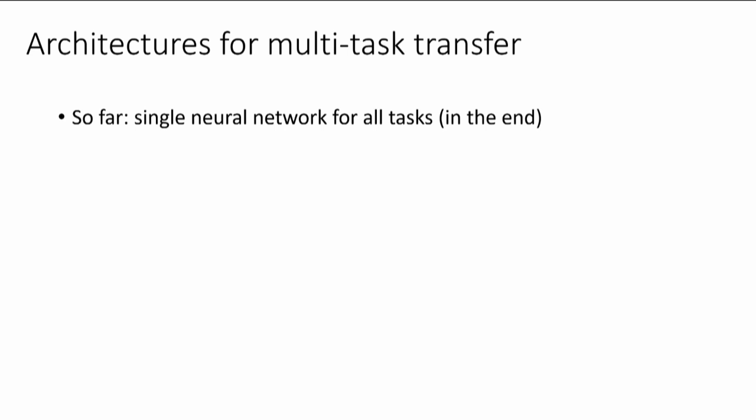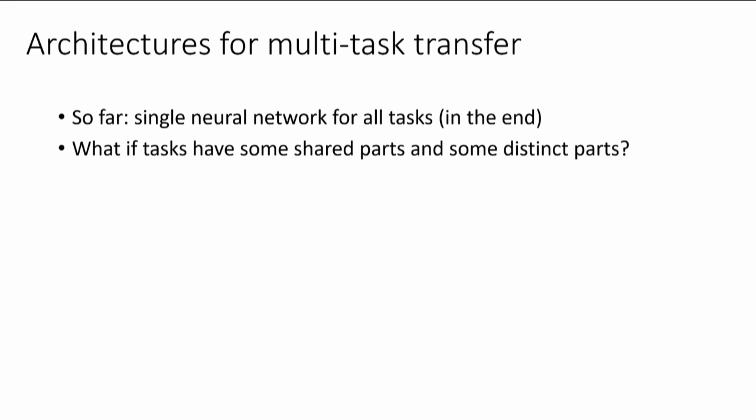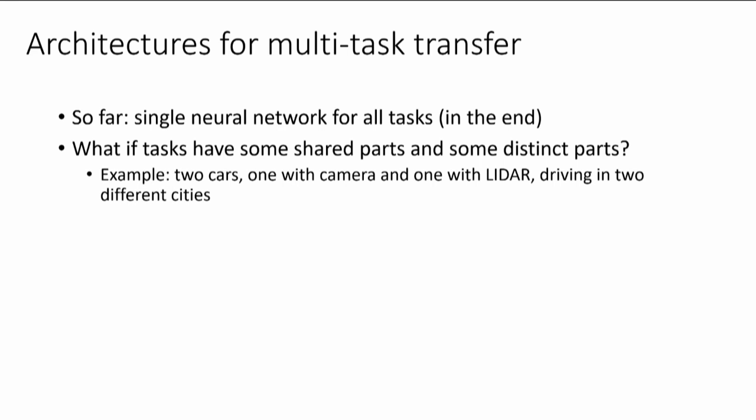So far, when we talked about multitask learning, we saw that at the end, we always end up with one network that can basically do everything. But what if some of the tasks in our multitask task distribution have parts that are shared and other parts that are distinct? For example, maybe your different tasks correspond to two different cars, one of which needs to drive using a camera and the other needs to drive using LiDAR. Now clearly you can't just feed your LiDAR observations into a network trained for image observations. They're not even the same size. But somehow driving has a lot in common, so there should be something that's shared.